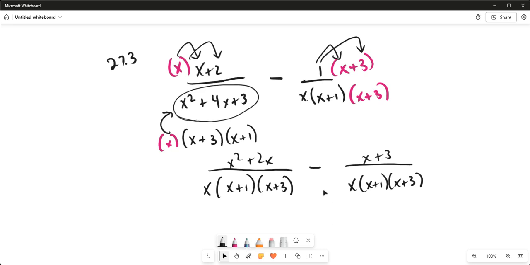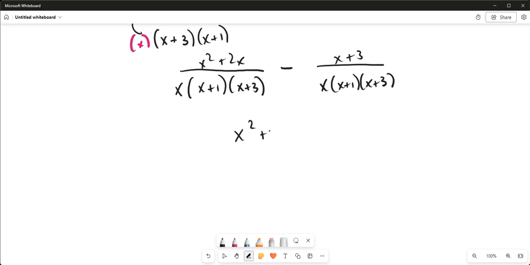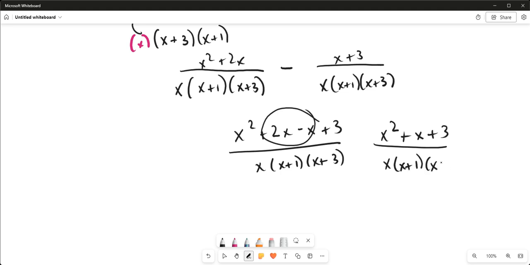All right, and then I'm going to combine everything at the top, everything that has a common, that is like terms. I'm going to combine. So I can combine these two. So it's going to be x squared plus x plus 3 all over x times x plus 1, x plus 3.